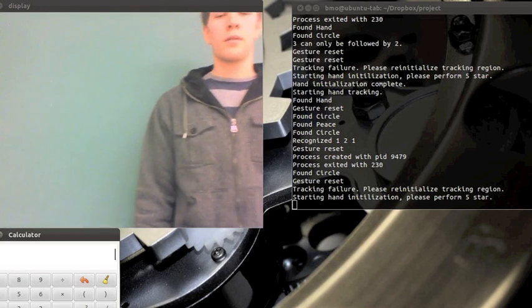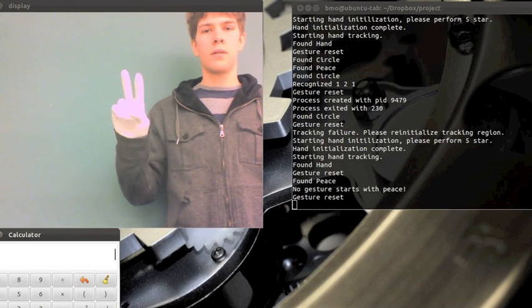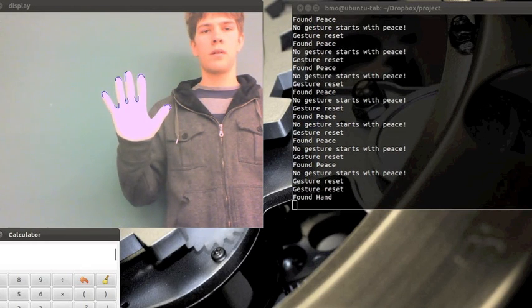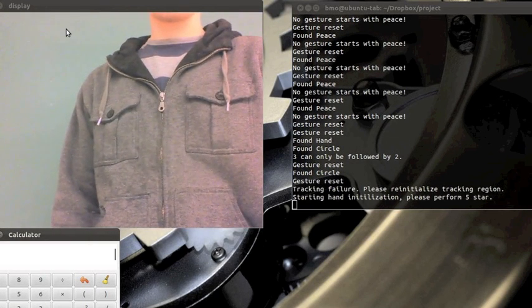Now I'm going to try a couple of alphabet characters that are never at the beginning of a word. 2 is never at the beginning of a word, so by performing it, I get an error. Reset the gesture by ground state. 5 is never followed by a circle, so that gives me an error as well. Alright, there we have it.